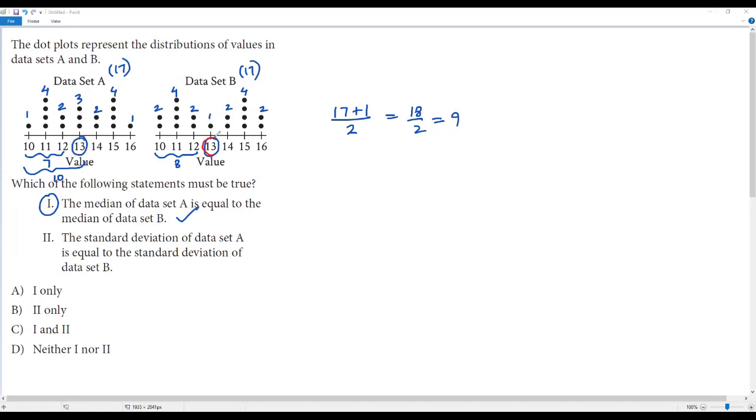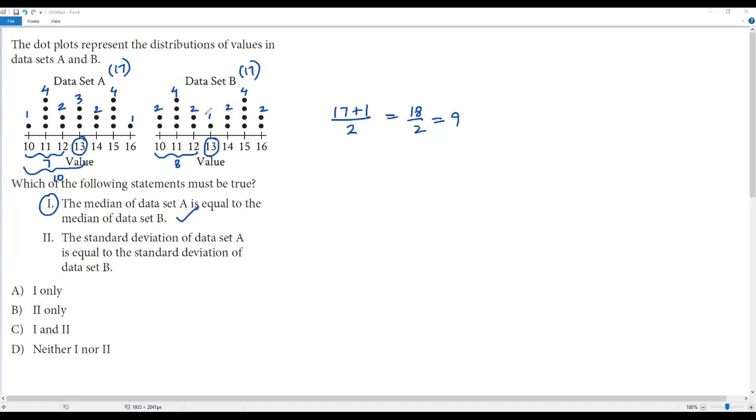Now let's do the same thing for dataset B. Here already we got the median, that is 13. On the left side of the median, we have 4 plus 2 plus 2, that is 8 values. On the right side of the median also we have 8 values. Since we have an equal number of values on the left side and right side of the median, dataset B is considered to be symmetric. So the median and mean are equal in symmetric data. Since already we got the median 13, the mean for dataset B also must be 13. And here there is only one value which is equal to the mean, 13, and most of the values are farther from the mean 13. So the standard deviation for dataset B will be larger.